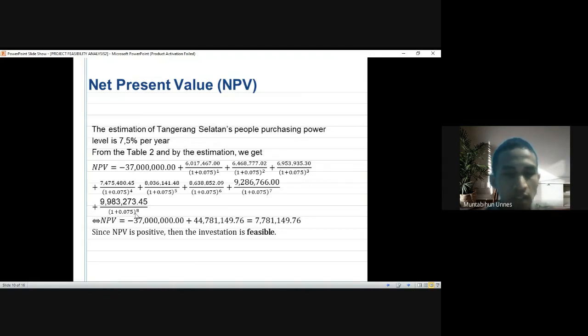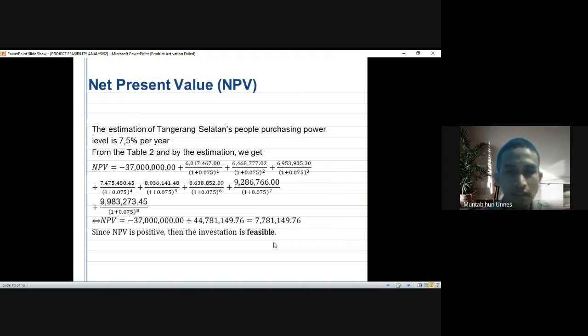And then we get the NPV is negative 37 million plus 44 million 781,149.76 rupiah. That is, the NPV is 7,781,149.76 rupiah. Since NPV is positive, then the investment is feasible.